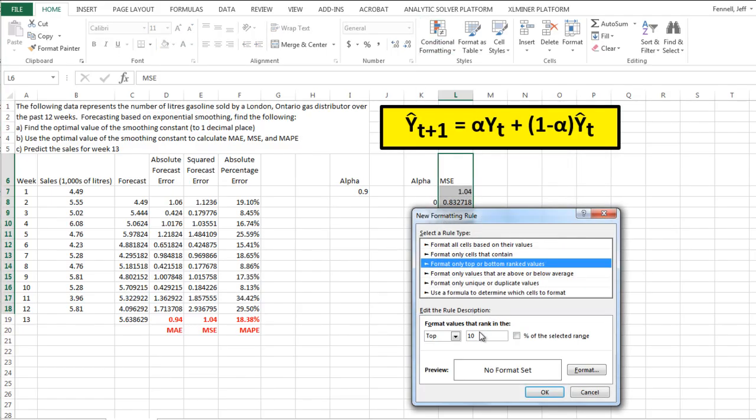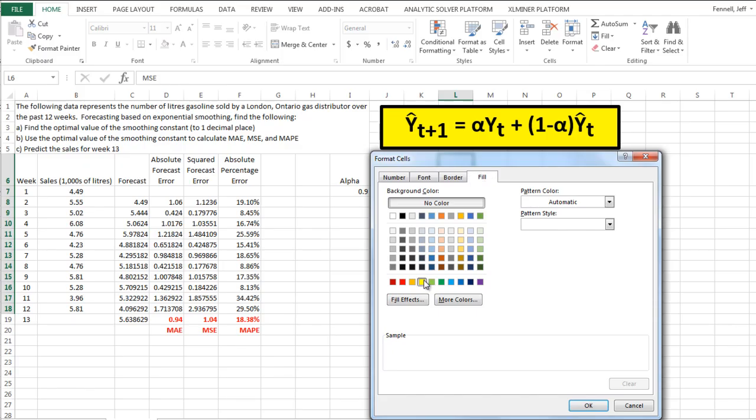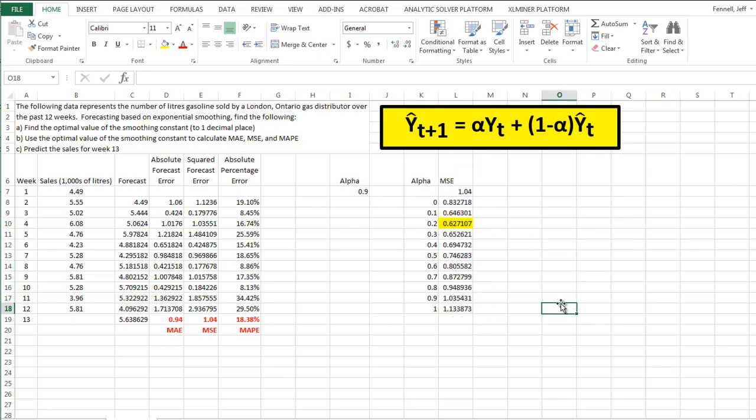What I want Excel to do is some special formatting when it finds the lowest possible value of MSE. Remember, low is good here. Low means less error, so I'm going to select the bottom, and not the bottom 10 values, but the bottom absolute lowest value. Now I'm going to give that any sort of format that'll make this value stand out. So format it in any way you like. I'm going to simply make it stand out with a yellow highlight. So as I hit OK, I see that it tells me the best possible value for alpha to 1 decimal place is 0.2.